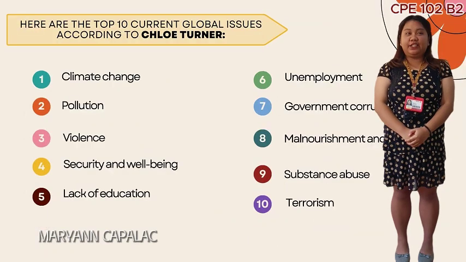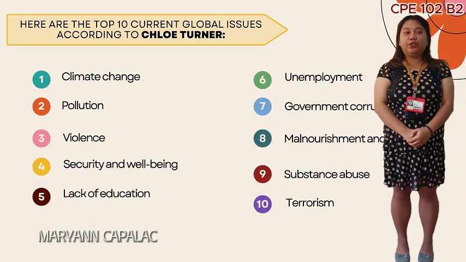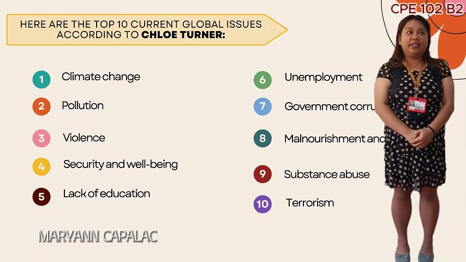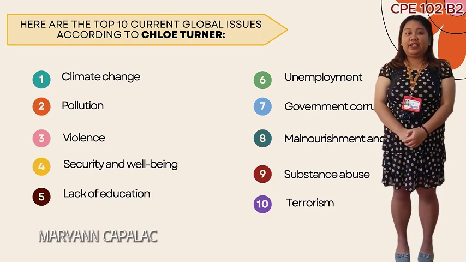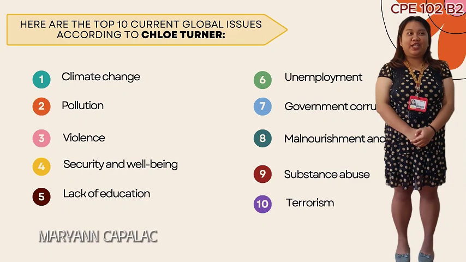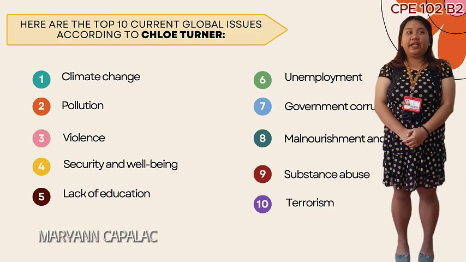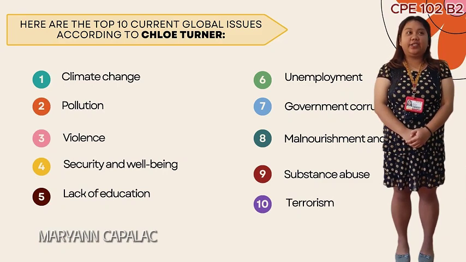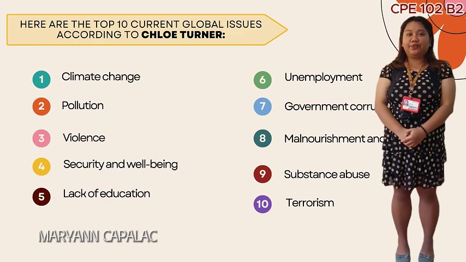Here are the top 10 current global issues according to Chloe Turner. Number 1, climate change. Number 2, pollution. Number 3, violence. Number 4, security and well-being. Number 5, lack of education. Number 6, unemployment. Number 7, government corruption. Number 8, malnourishment and hunger. Number 9, substance abuse. Number 10, terrorism.